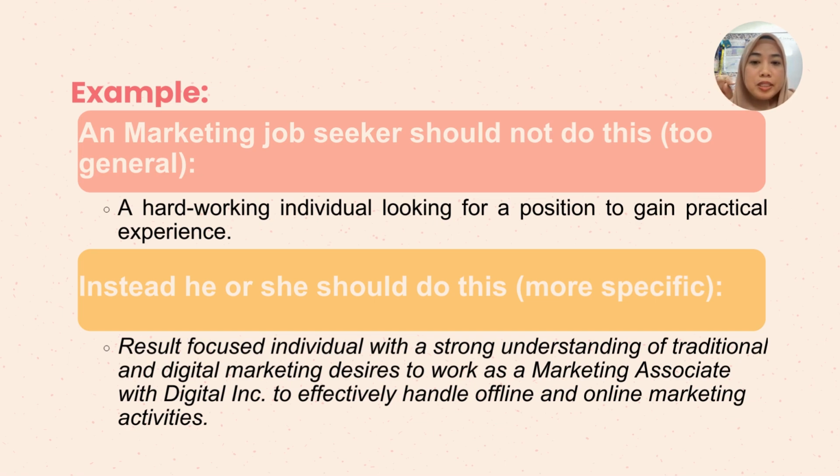Over here, in the career objective example, it says: result-focused individual with a strong understanding of traditional and digital marketing desires to work as marketing associate. This is the position that this person is applying to, with Digital Inc., which is the name of the company. So there are two pieces of information here that you need to insert. Number one, the position that you're applying to, or the role. Number two, the name of the company, Digital Inc., to effectively handle offline and online marketing activities. You can see here that the skill this person has is being result-oriented.